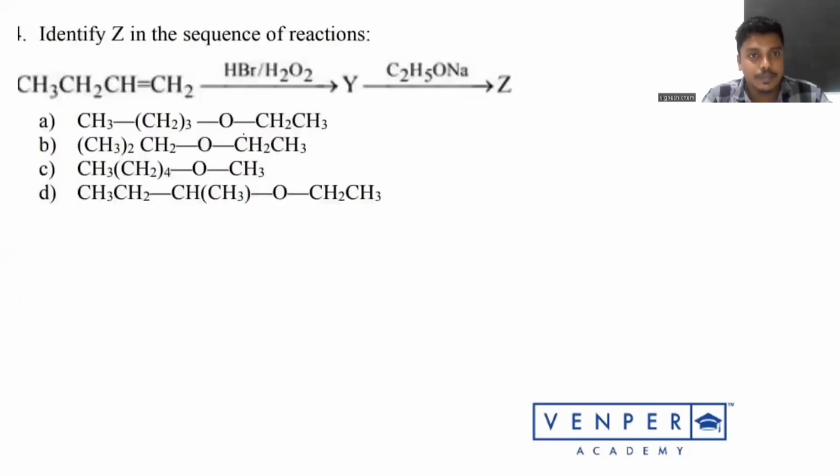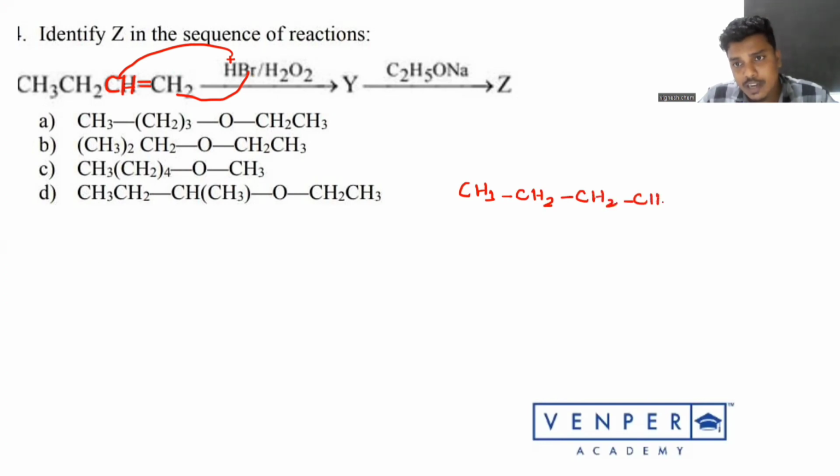Okay, and next question. This is what? HBr, H2O2, the anti-Markovnikov addition, followed by what? C2H5ONa. Okay, what is anti-Markovnikov addition? The positive part is added to the carbon of the double bond containing the least number of hydrogen atoms, right? Now, simple. This is the carbon of the double bond containing the least number of hydrogens, therefore H plus is going to add here and Br is going to add here, right? Now what is the answer? I'm going to get CH3, CH2, CH2, CH2, Br.